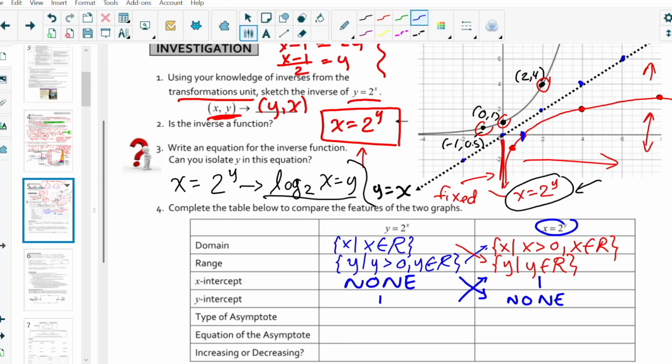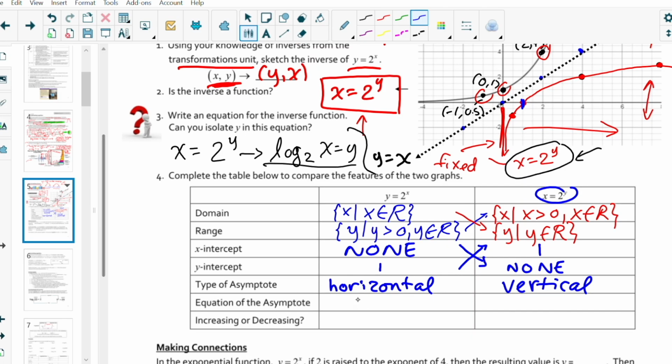Type of asymptote. Exponential function, we know it has a horizontal asymptote. We saw that in the last unit. And then if we're taking the inverse, then it makes sense that the inverse has a vertical asymptote. Equation of the asymptote: y equals 0 for the exponential function. For the inverse, x equals 0. Increasing or decreasing? The exponential function is an increasing type. We know this from the last unit. And the inverse is also increasing. You can see the direction that it's heading.